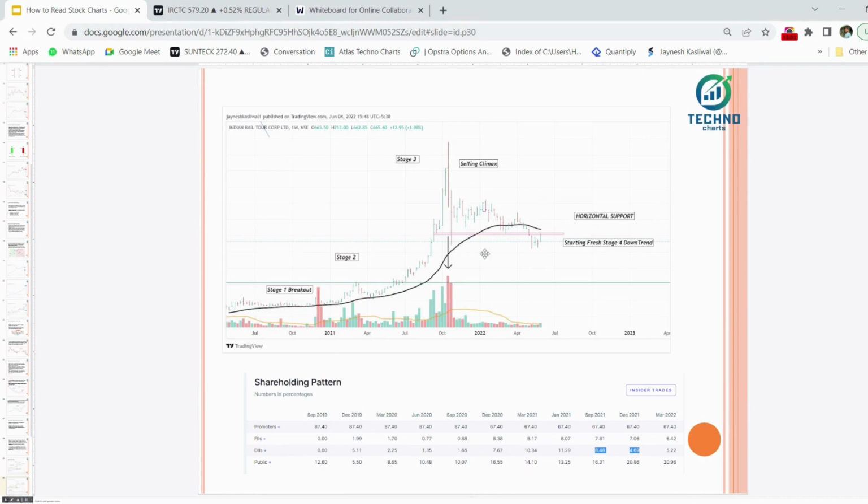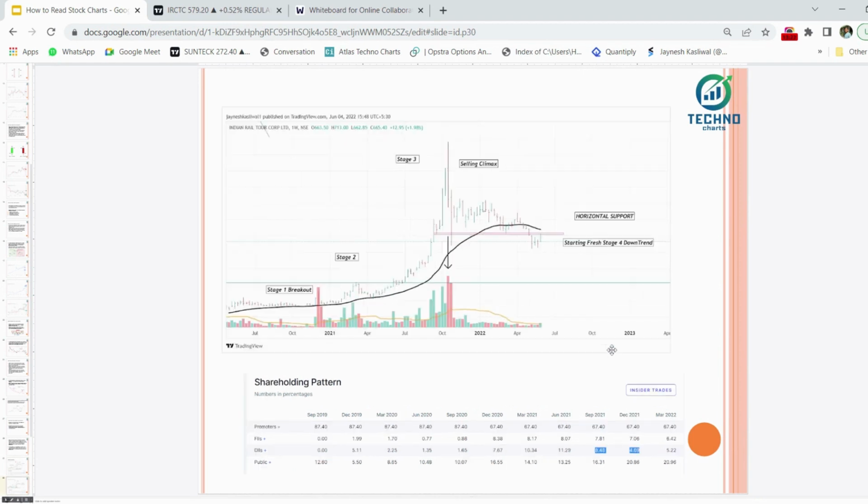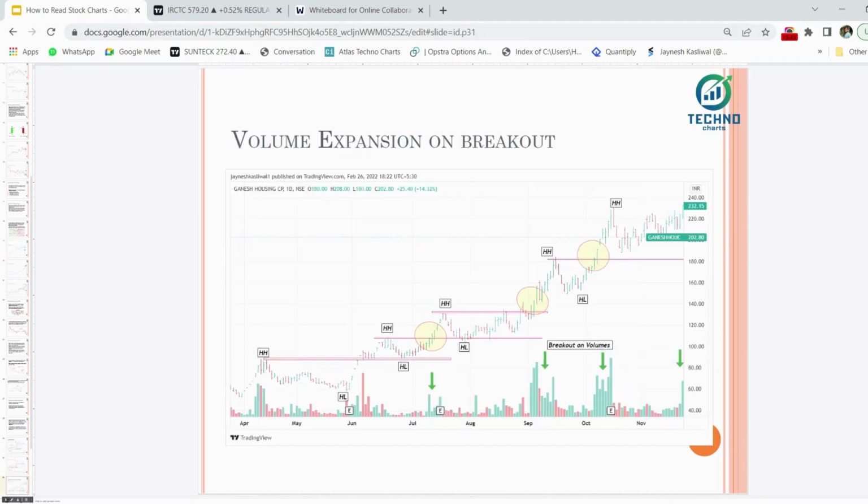A similar thing happened in IRCTC, where the short signal was given exactly on the breakdown, and most of my clients and most of my mentorship program students exited the stock when the stock had given us the stage 4 breakdown. And you can see how the FIIs and the DIIs, in this case the DIIs, are clearly selling the stake continuously, and in the case of IEX the FIIs are continuously selling the stake. So volume expansion on breakout is also important because we are looking for the stock to form higher high, higher low along with volume expansion, right?